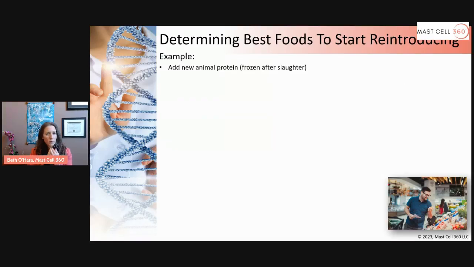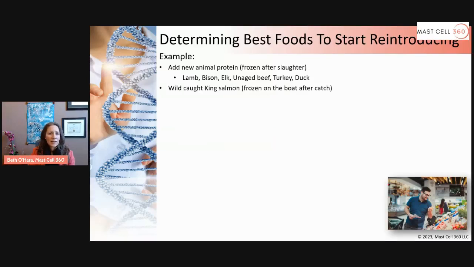So for an example, you might start with adding a new animal protein. This could be trying some lamb or bison or elk or unaged beef, turkey or duck, something that was frozen after slaughter. Could start with wild-caught salmon, and king salmon's usually the lowest histamine. We tend to use Vital Choice for seafood, and we use White Oak Pastures and North Star bison for unaged beef, unaged bison. You have to watch bison too because it can be aged.